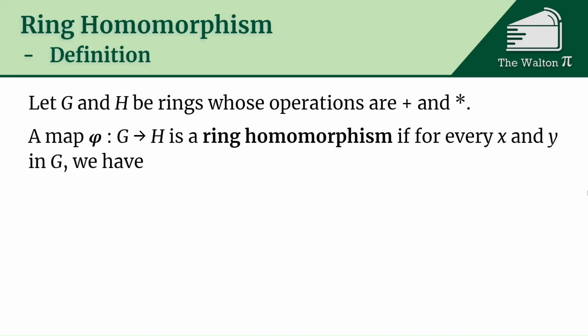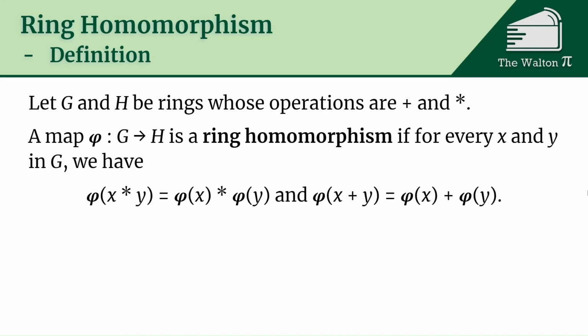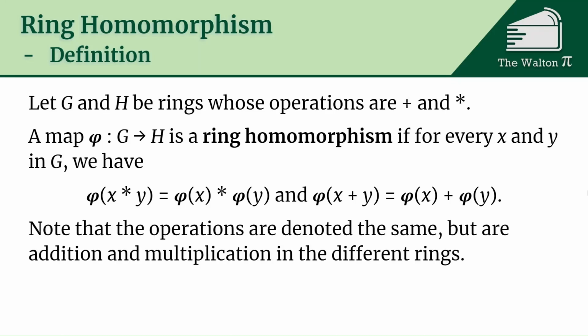is a ring homomorphism if for every x and y in our ring G, we have phi of x times y is phi of x times phi of y, and we also have phi of x plus y is equal to phi of x plus phi of y. And this has to be true for every pair x and y in G.